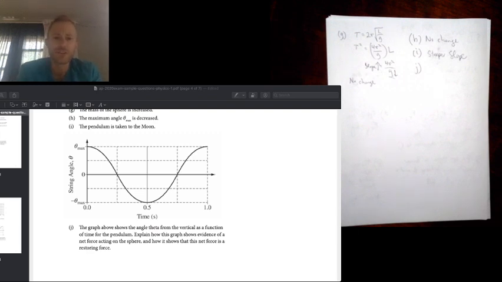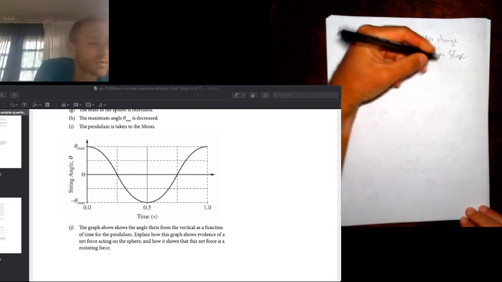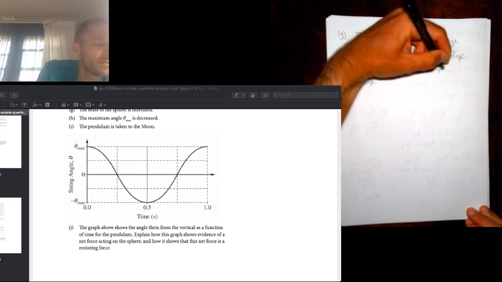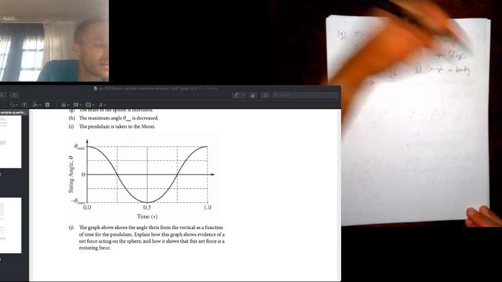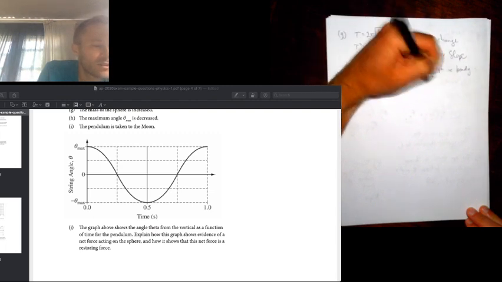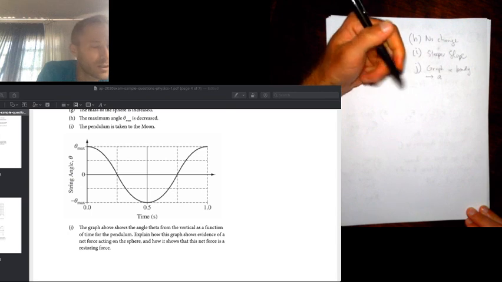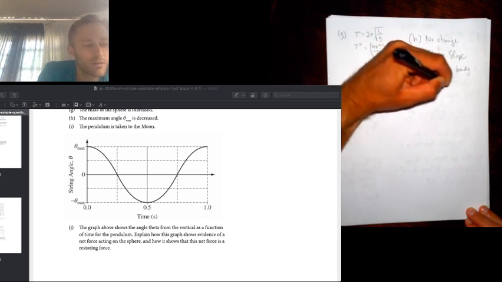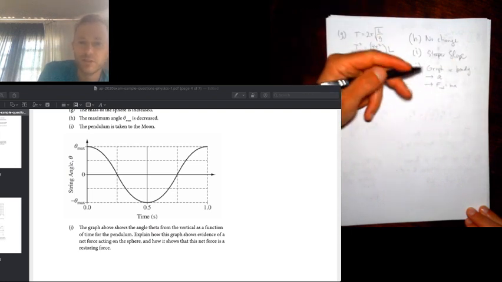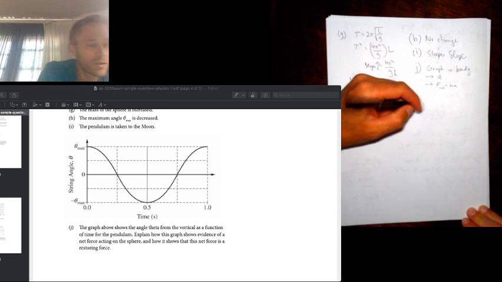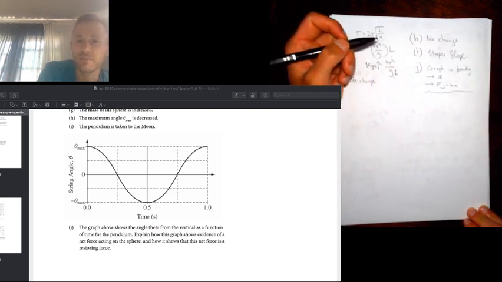questions. The graph above shows the angle theta from the vertical as a function of time. Explain how this graph shows evidence of a net force acting on the sphere, and how it shows that this net force is a restoring force. So I would say that the graph is bendy. The graph being bendy implies that there's an acceleration, and acceleration implies that there's a net force according to net force equals ma. So there's definitely evidence for a net force acting on the sphere through that chain of reasoning.